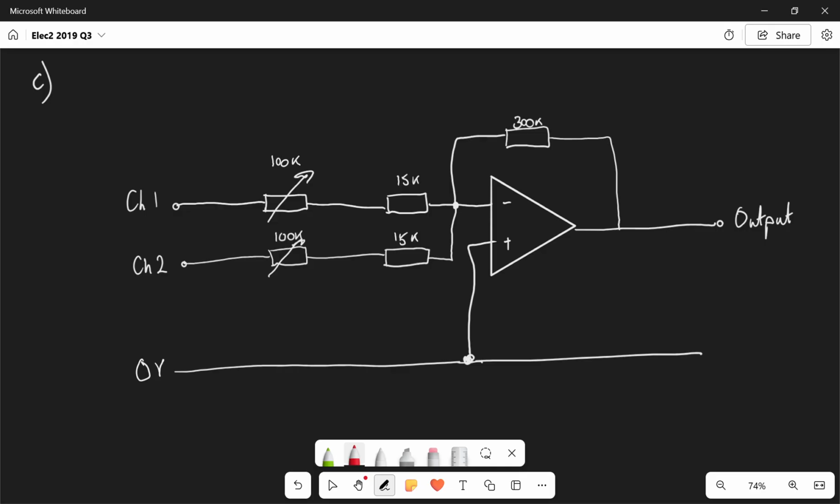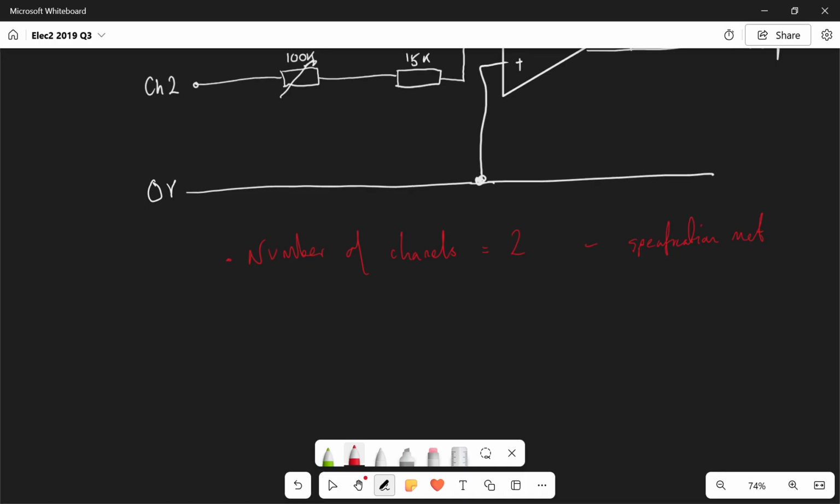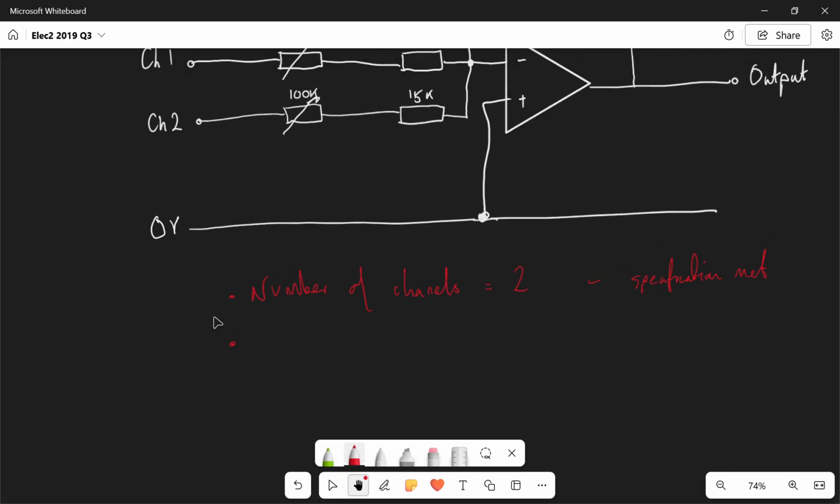Okay, so we can deal with the first part of that specification, number of channels. And it's got 2 channels. It's got CH1, CH2, and this means that the specification is met. And that might seem really, really straightforward, but they've asked you to see whether the solution meets the specification, and you need to state that the number of channels has been met. Okay, what about input impedance both channels is greater than 10 kilo ohms?